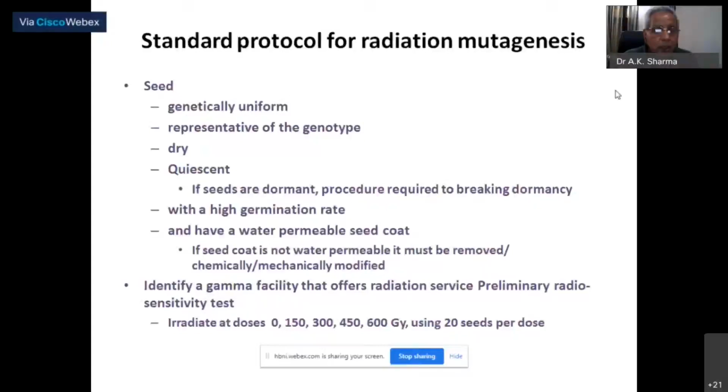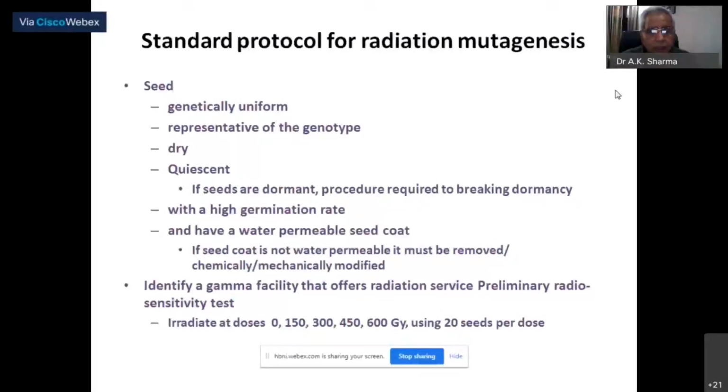Now, for radiation mutagenesis, there are some things which are ensured beforehand. For example, seeds. If you are using a seed material, you should see that it is genetically uniform. This is ensured by selecting a variety which is well known, and we'll call it a parent variety, because later on we'll have mutation progeny, progeny which is mutated. So this should be genetically uniform. It should not be a mixture of two, three varieties which will respond differently to radiation.